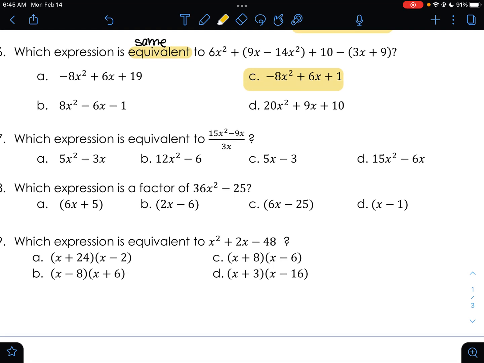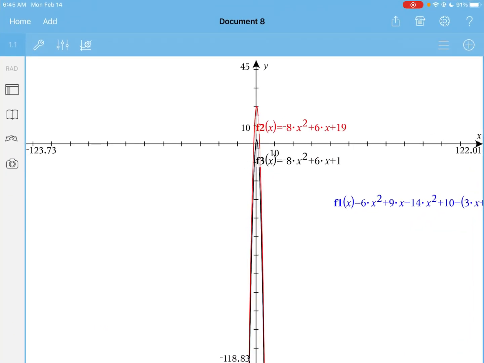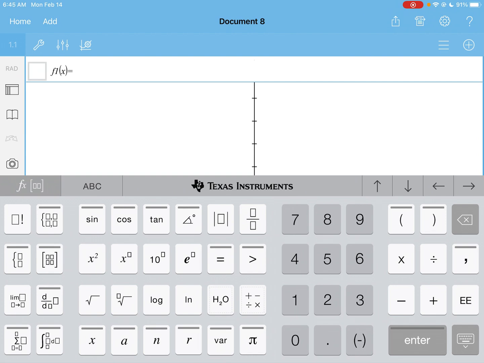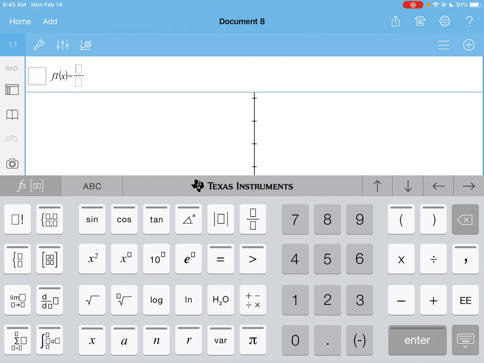Okay, next one. Which expression is equivalent? So again, that word equivalent, you're going to see that a lot on the test tomorrow, which just means the same as. So we're going to graph our original problem, then our answer choices, and see which one matches. So let's go ahead and do a new document. Okay, we're going to go to add a graph, and we're going to type in that original expression.